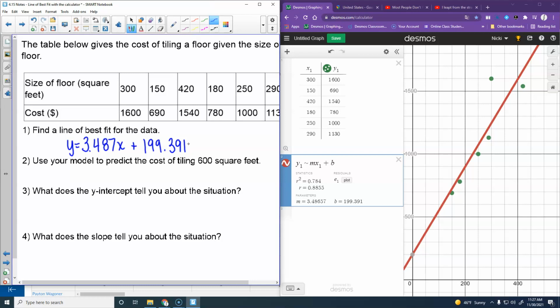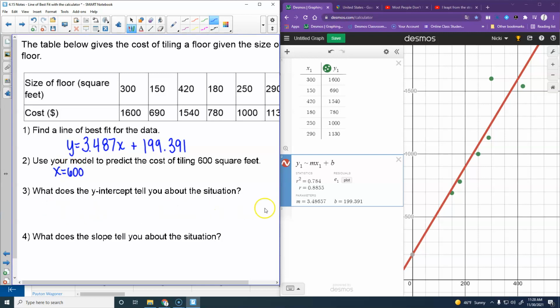All right, so let's try using that shortcut to help us answer number 2. It says use your model, and whenever it says use your model, it does not mean use the table. It does not mean guess at this. It means use the equation. The model is the equation. So use your model to help predict the cost of tiling 600 square feet. Am I going to plug it in as an X or a Y? It is an X because size of floor is X. So X equals 600.